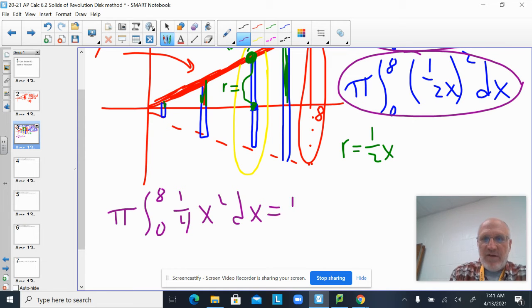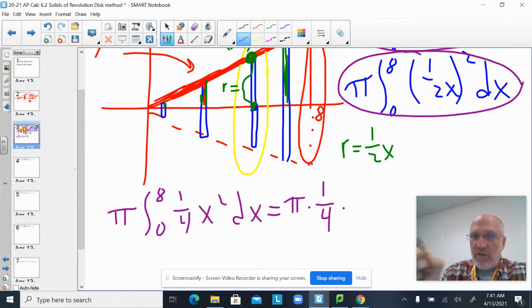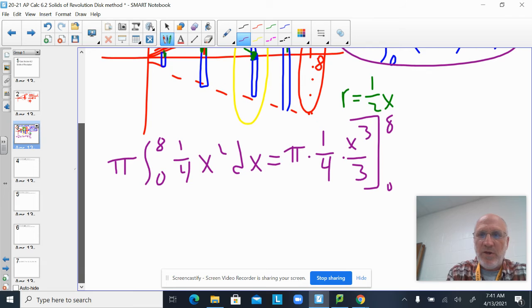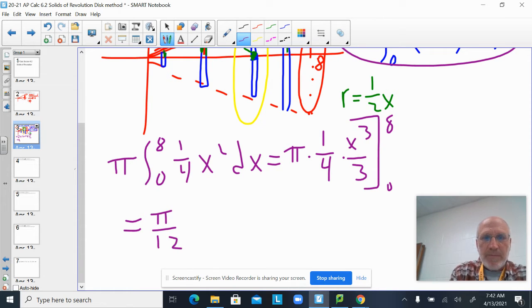Now let's take the antiderivative. That's pi times, x squared, so that's 1/4. The integral of x squared is x to the third over 3. That from 0 to 8. Again, this part of the process shouldn't be new. I might clean that up to be 1/4, and there's a 3 in the bottom. I might call that pi over 12 at the moment, because that's just numbers. And now I'm going to plug it in.